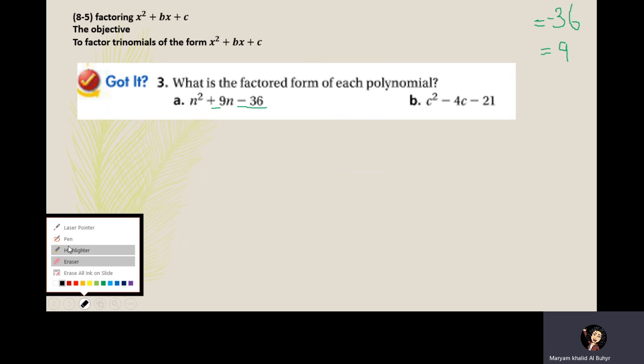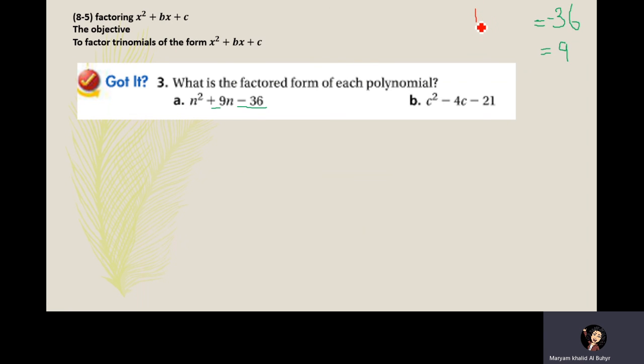So what about 12 times negative 3? If I multiply them, I'll get negative 36. If I add them, I will get positive 9. That's what I need. So immediately I'm going to say n minus 3, n plus 12.